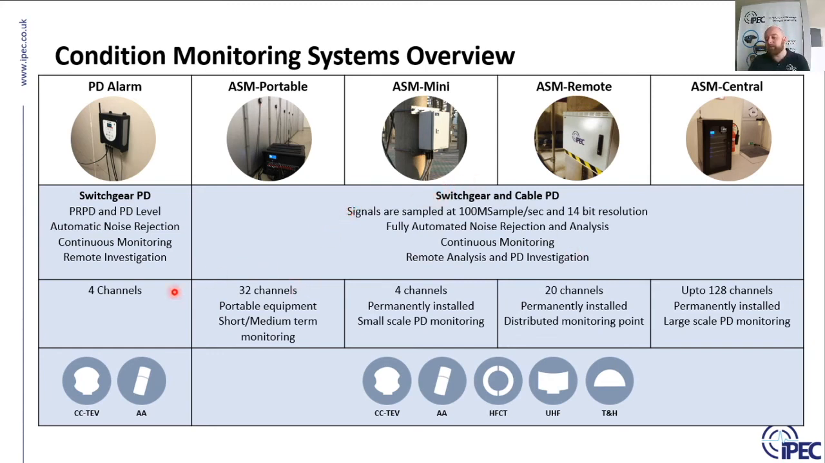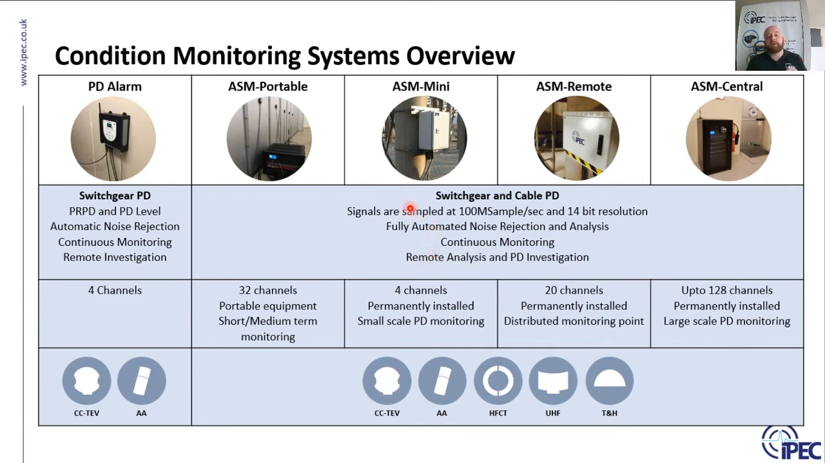So our systems have anything from 4 channels, 20 channels, up to 128 channels, which means depending if your monitoring point is very large, like a primary substation, we can have a monitor with 128 different sensor channels, or it could be very small, requiring just a small 4-channel IP-rated enclosure, say an underground cable joint, or maybe an outdoor termination, like in this case. So we can do a variety of solutions.